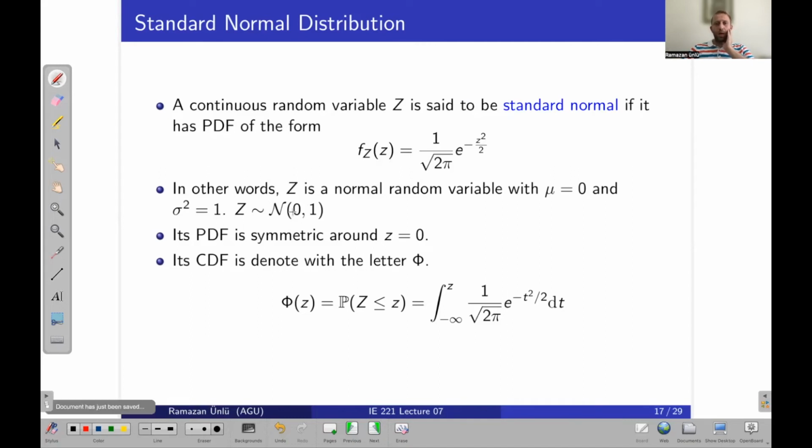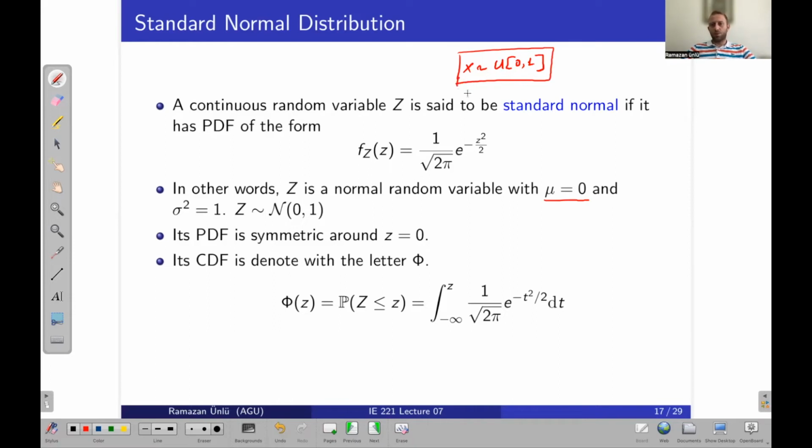A continuous random variable Z is said to be standard normal if it has a PDF of the form like that. In other words, Z is a normal random variable with mu equal to 0 and the variance sigma squared equal to 1. If this is the case, we can say that Z has a standard normal distribution. This is similar to what we've seen in the previous part, which is the standard uniform distribution. That was, let's say, X has a uniform distribution with parameters 0 and 1.